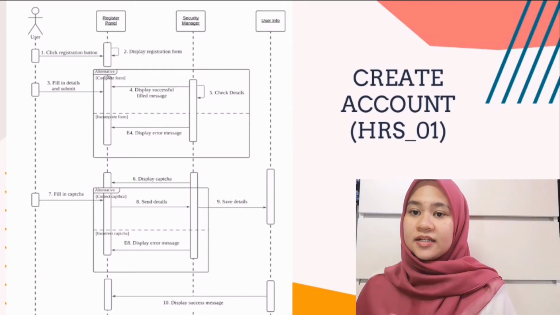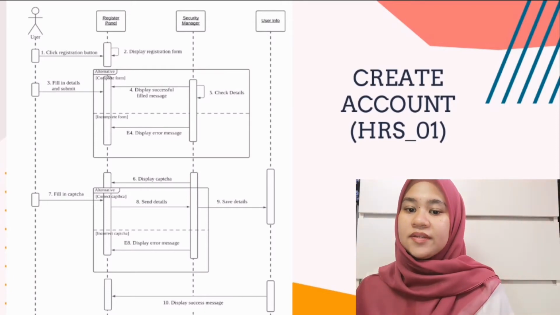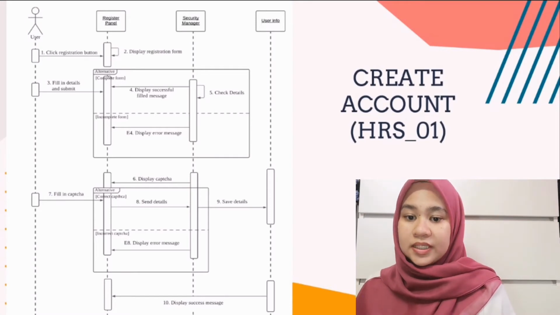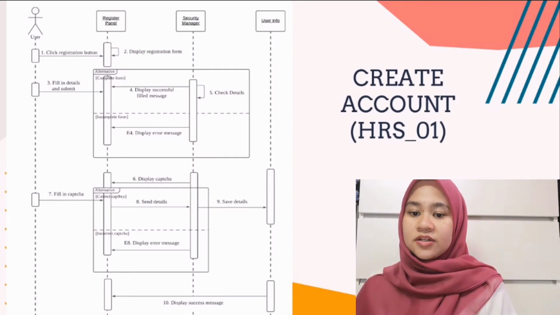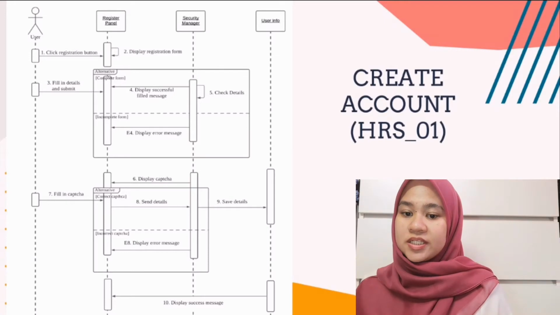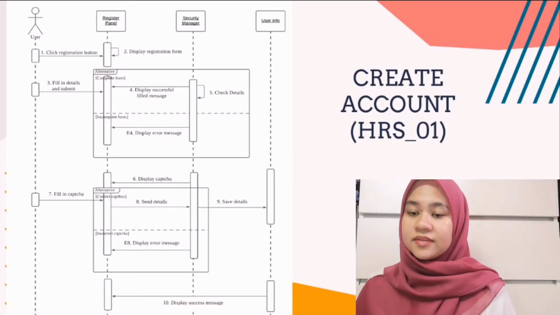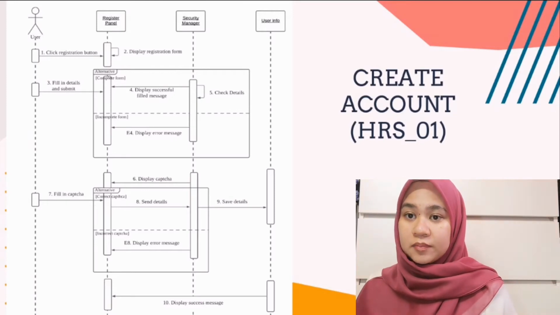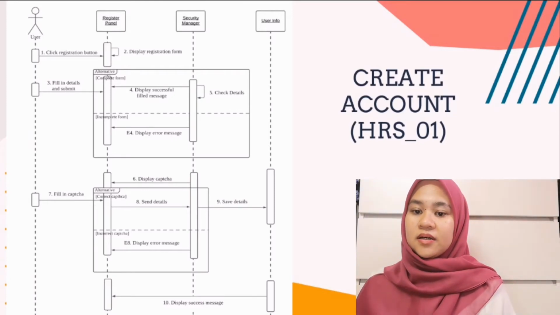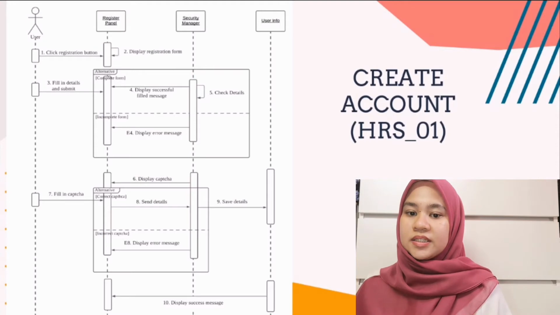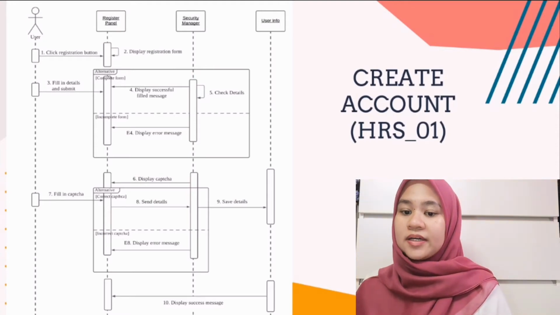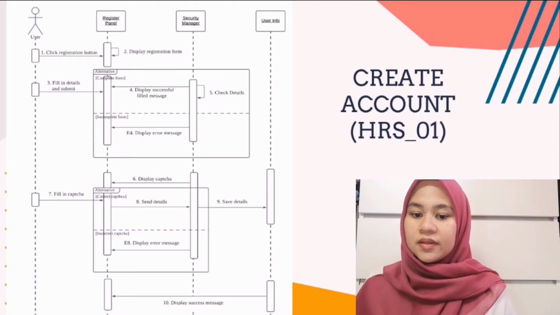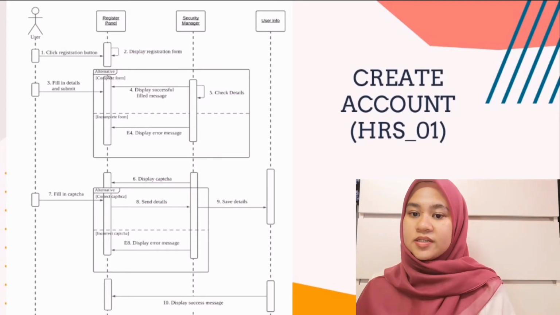In the alternative flow, if the detail is complete, the security manager will return a message to the register panel by displaying a successful message. But if the form is incomplete, the security manager will return a message to the register panel and display an error message. For security purposes, the security manager will return a message to the register panel by displaying CAPTCHA.